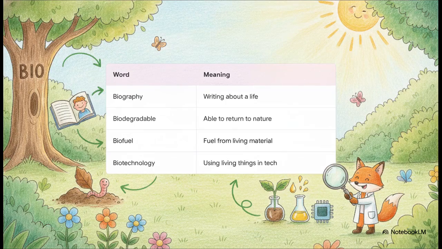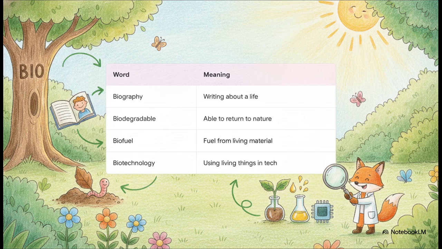To really lock this in, I want you to imagine a beautifully sunlit garden, just completely teeming with life. Now, think about how all these diverse words connect straight back to that organic, vibrant garden. A biography is writing about a life, like a book about a famous person. Biodegradable means it's able to return to nature, just like a fallen leaf breaking down in our garden soil.